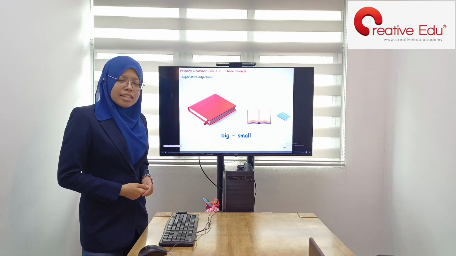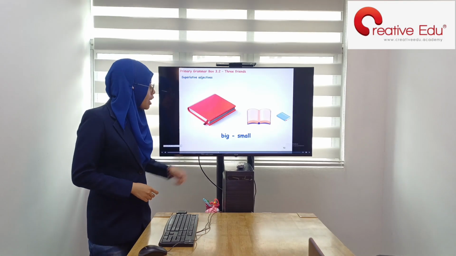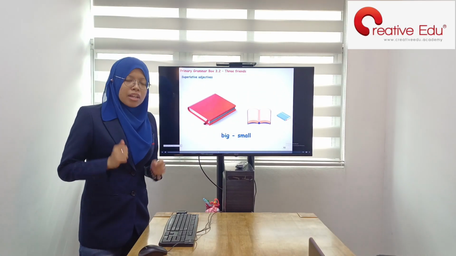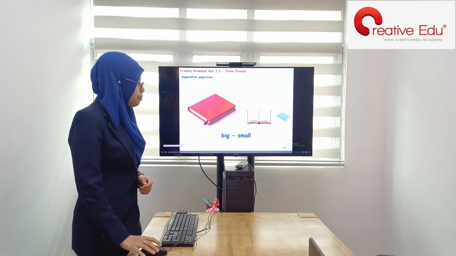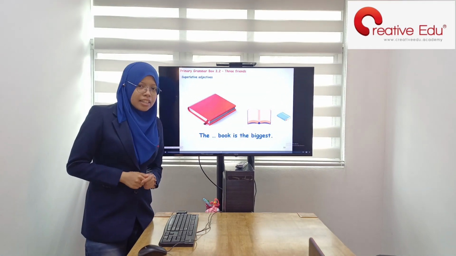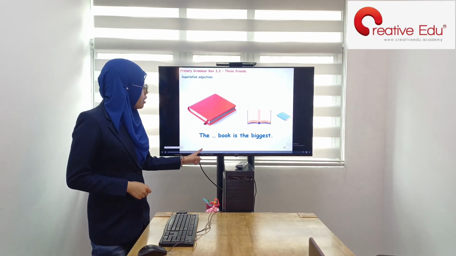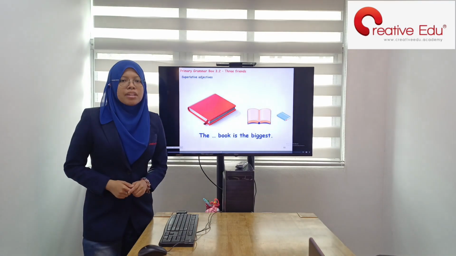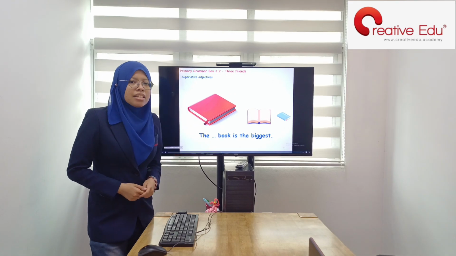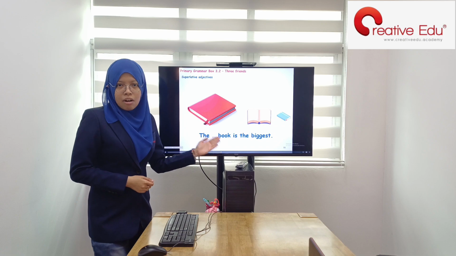Okay, now let's look at this example on screen right here. We have three different books: the red one, the middle one, and the blue one. So how do we make superlative sentences? Now I want you to look at the sentence and choose the correct answer. The sentence is: the blank space book is the biggest. The correct answer will be the red book. The red book has the highest level, being the biggest one out of the three books presented on screen right here.